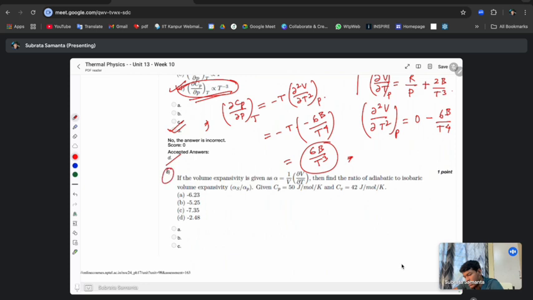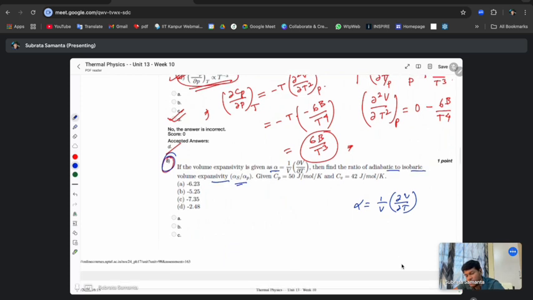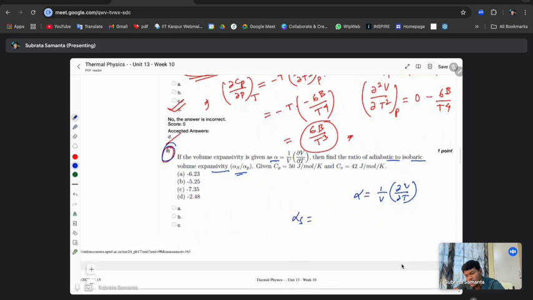So the problem number 8. If the volume expansivity is given by alpha equals 1 over V ∂V/∂T, then find the ratio of adiabatic to isobaric volume expansivity. So alpha S is basically 1 over V ∂V/∂T at constant S, over alpha P, which is 1 over V ∂V/∂T at constant pressure, right?